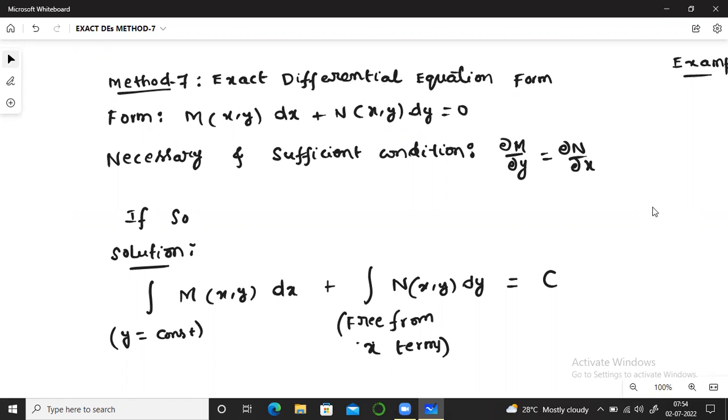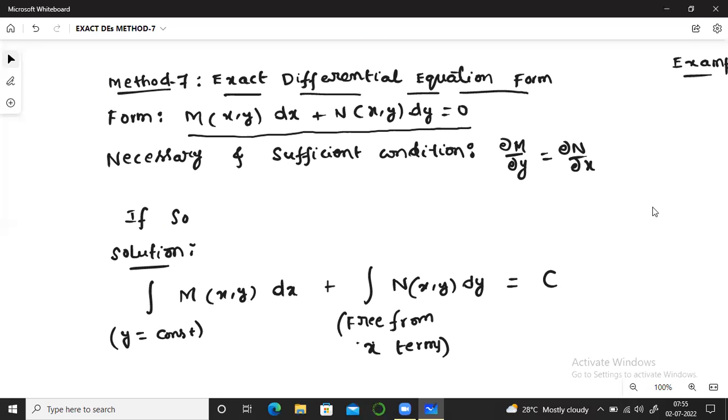In this session today, we are going to see method 7, called the exact differential equation form. It means the differential equation which is available in exact form. So what is that form? The form looks exactly like this: M dx plus N dy is equal to 0. It means the given differential equation looks like this.